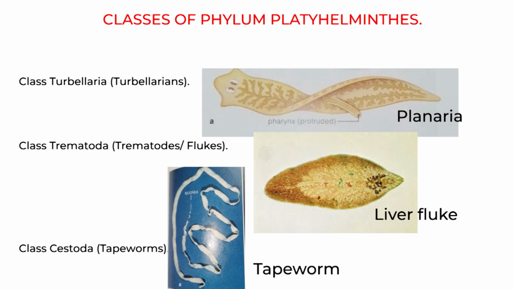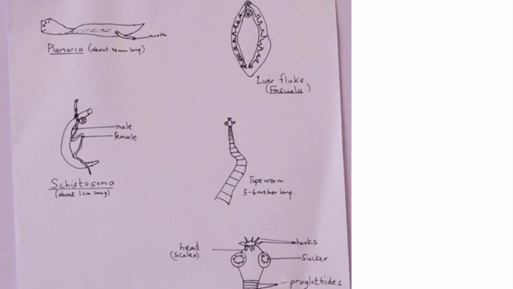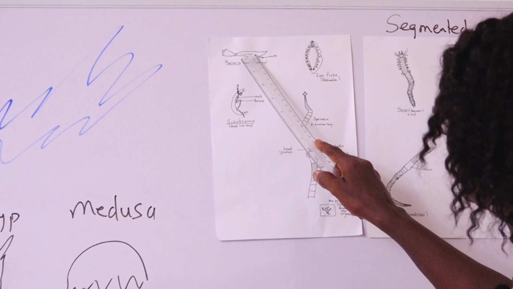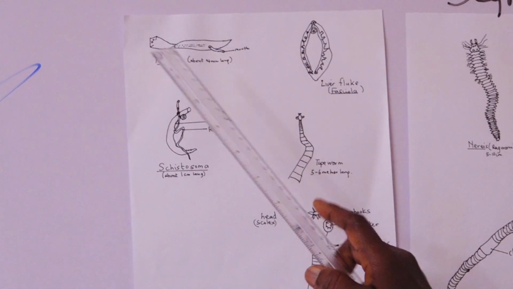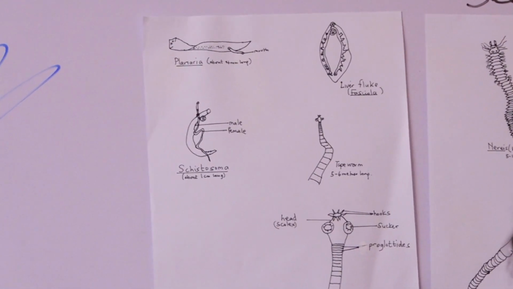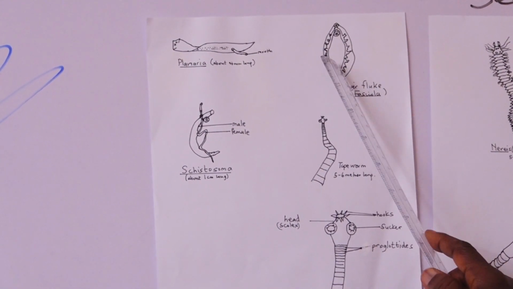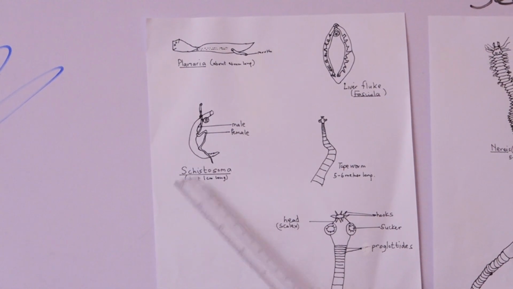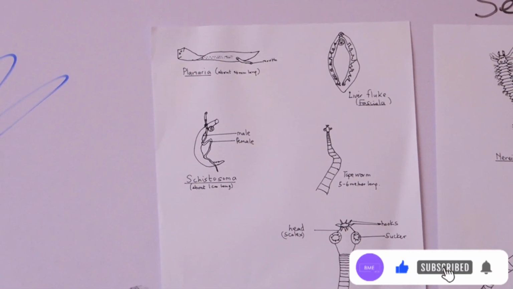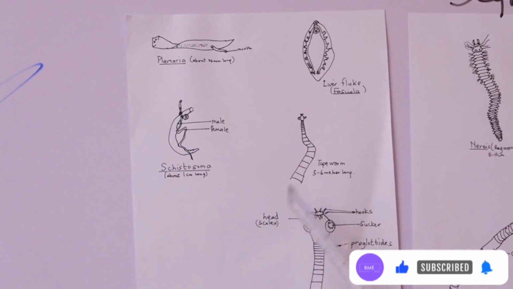So let's look at them. We have flatworms in here. We've shown you some. Well, we have planaria. It has a mouth and an eversible pharynx. It can shoot out its pharynx through its mouth. So that's a planaria. You have the liver fluke. You have Schistosoma; the male is big and it carries the female. And then you have the tapeworm.